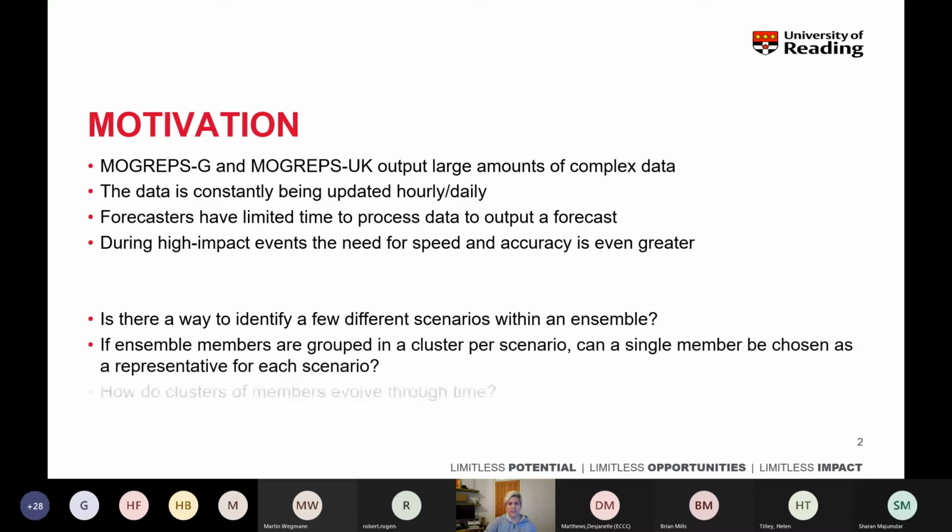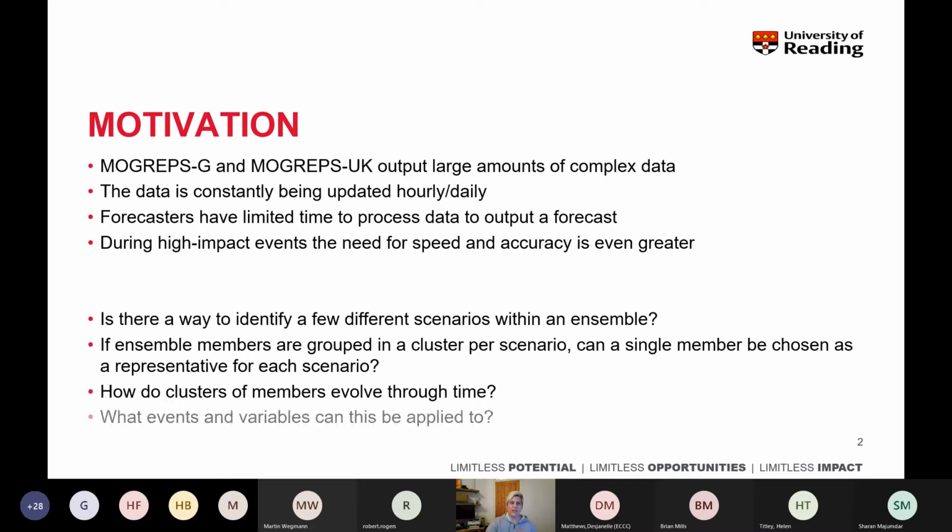So this project aims to find out, is there a way that we can extract maybe a few scenarios out of an ensemble instead of having to look at, say, 18 plus different members in order to see what your options are in terms of a weather event? And if we find these scenarios and maybe cluster members around them, is there a single member that stands out as being a representation? And then we want to know how these evolve through time, through the forecast itself, through multiple forecasts. And then what kind of events and variables can our method eventually be applied to?